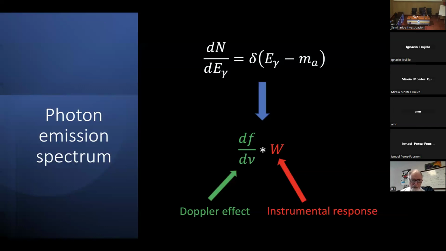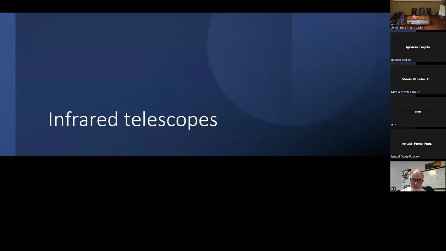Then you have the emission spectrum. In our case, again, we're considering dark matter decaying directly into photons, so we might be tempted to just consider a simple delta. But we should always take into account that our axions are moving, and so are we. So there is a Doppler effect that needs to be taken into consideration, and we do. And then also, your detector has a finite resolution. So you really need to take into account the instrumental response, and that depends on the telescope that you have in mind. So what telescope do we have in mind?